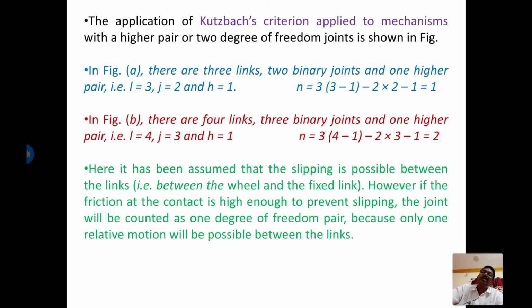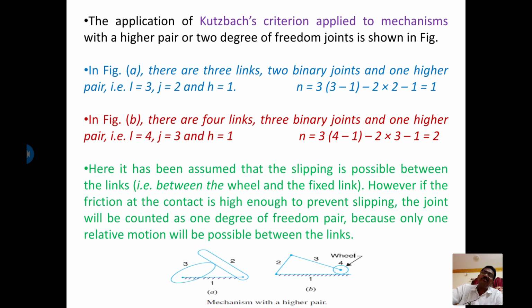Here it has been assumed that slipping is possible between the links, that is, between the wheel and the fixed link. However, if the friction at the contact is high enough to prevent slipping, the joint will be counted as a 1 degree of freedom pair because only one relative motion will be possible between the links. So this is the way you observe mechanisms with higher pairs: in the first one 2 and 3 form a higher pair, and similarly here 4 and 1 form the higher pair.